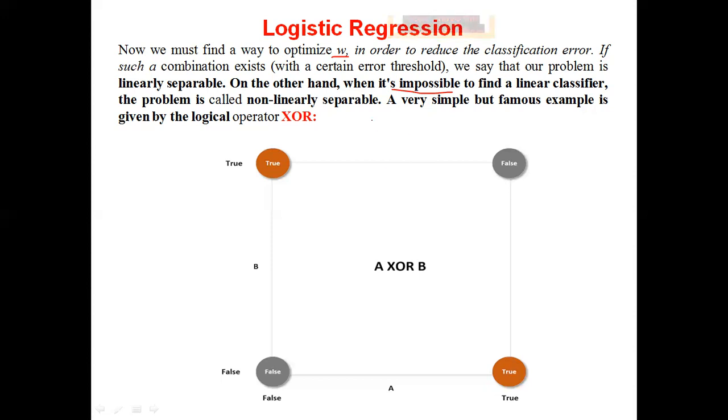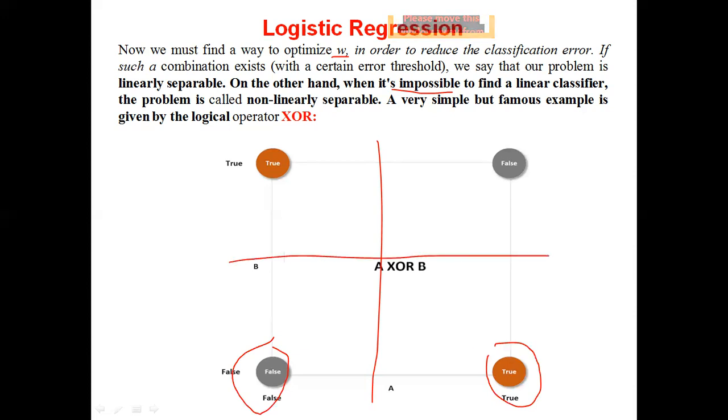Here is the best example, the logical operator XOR gate. If my data points are like this, and if we find a hyperplane to divide these data points, then one of the data points will be misclassified. If we consider this the true class and this the false class, here false is the misclassified point and here true is the misclassified point. If we draw the hyperplane like this, again one of the data points will be misclassified.